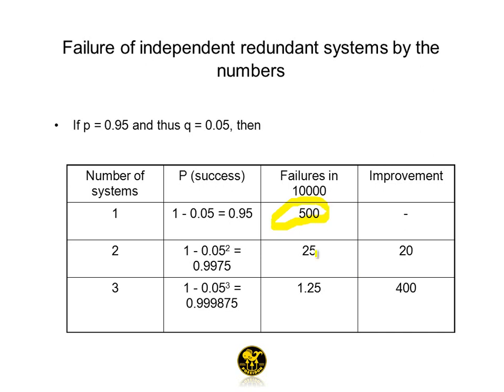We go to a redundant system, we come down to 25, that's a factor of 20 improvement. Now, that sounds pretty good. We go to a doubly redundant system, for instance, 3 oxygen sensors, our probability of failure has dropped all the way down to 1.25. That is a factor of 400 improvement. Now, those are the sorts of numbers that people get excited about, okay? Unfortunately, in my opinion, they're complete garbage, as I'll now demonstrate.